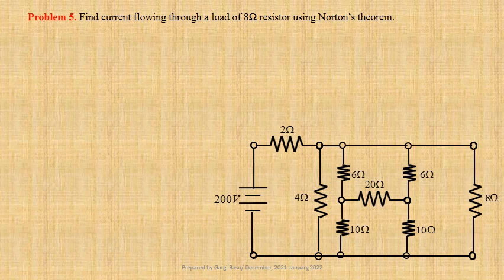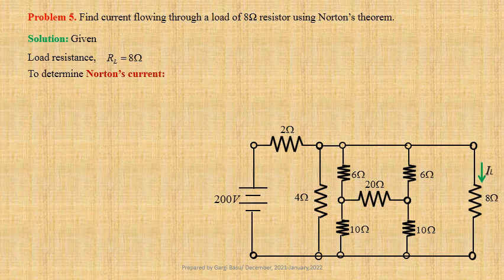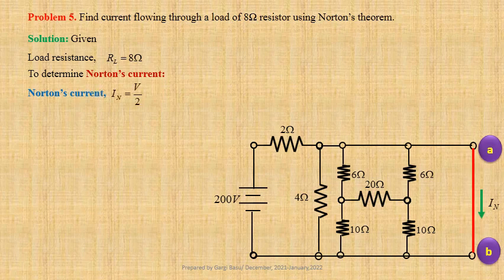Using Norton's theorem, we have to determine the current flowing through a load of 8 ohm resistor. Given load resistance RL equals 8 ohm, let us first determine Norton's current. For this purpose, we shall first remove the load from the circuit and short circuit the load terminals A and B. Now the current flowing through the shorted path gives us Norton's current, IN equals V divided by 2. Given supply voltage V equals 200 volts, therefore IN equals 200 divided by 2 equals 100 ampere.